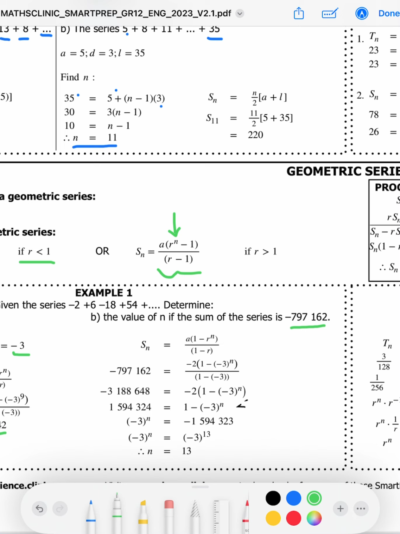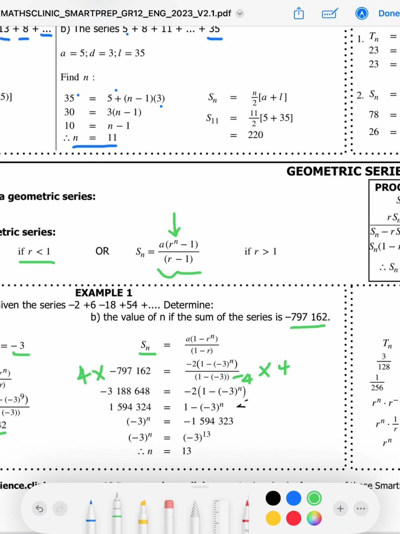We're looking for n. So we substitute everything, and the denominator here is going to be 4. It's going to be 1 plus 3, which gives us 4. So at the bottom here, you're going to have 4. And then to get rid of that 4, you must multiply by 4, because this 4 is at the denominator. So to cancel it, we multiply by 4. In that case, the other side will also be multiplied by 4. That's why you get minus 3,188,648. So now we'll be left with the numerator on the other side.